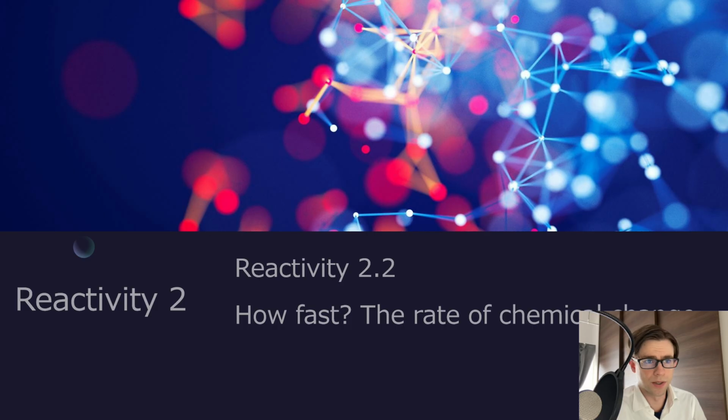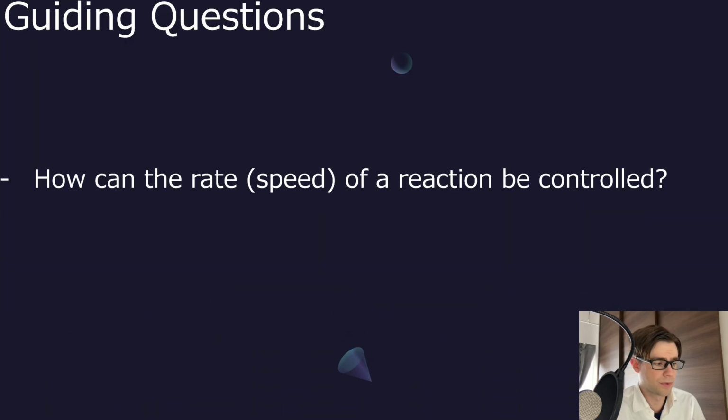So we do have a guiding question for this section. That is, how can the rate or the speed of a reaction be controlled? We would want to do this for many reasons. We want things to go at sort of an optimal speed, not too fast, not too slow, not so fast that there's an explosion and a sudden release of energy, but not so slow that nothing ever happens in our lifetime, kind of thing. So how are we going to control that? We're going to try to learn in this topic.